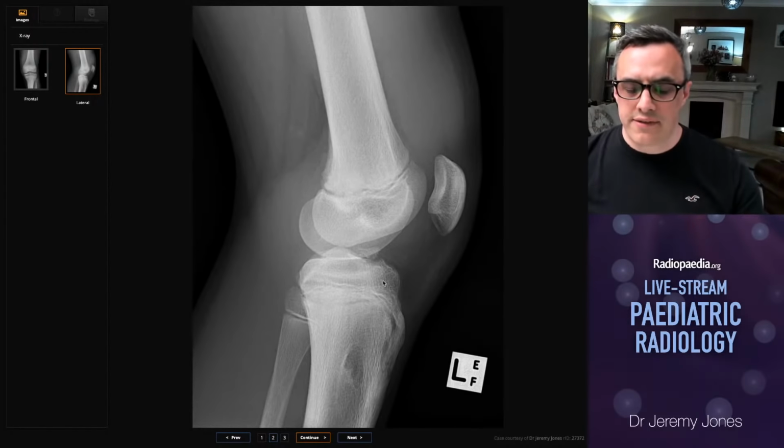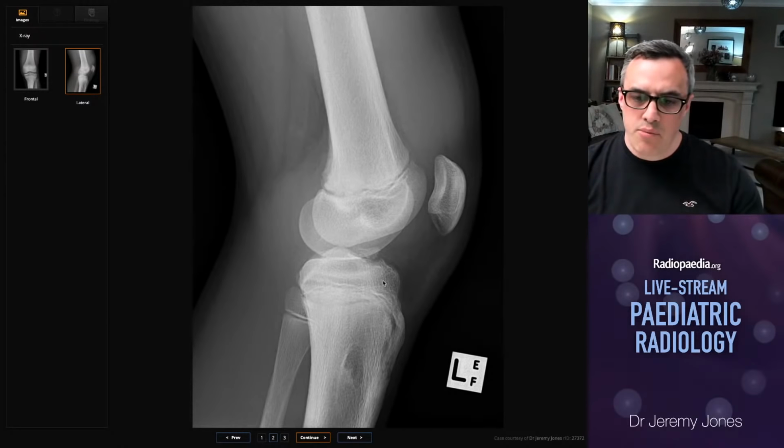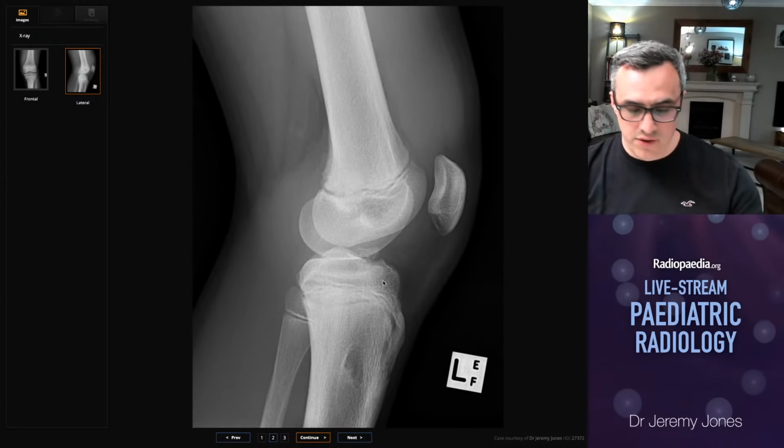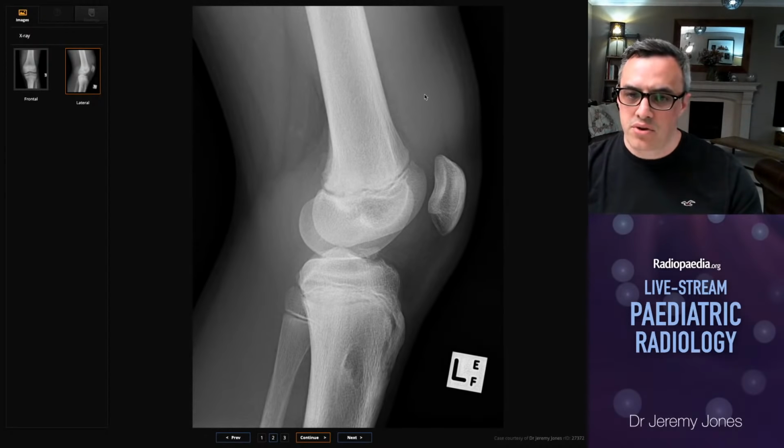The good thing about this is that for this kid, all he needs is an extension cast and a cylinder cast. He doesn't need an operation. He just needs to rest and have that in a cylinder cast with relatively frequent changes as the swelling goes down. That will attach back onto the tibial plateau and everything will be absolutely fine. You can do a CT, and that's what we did in this case.